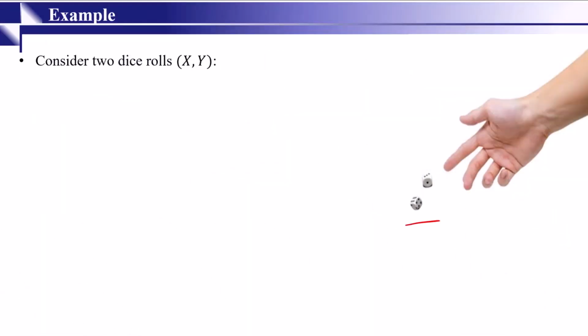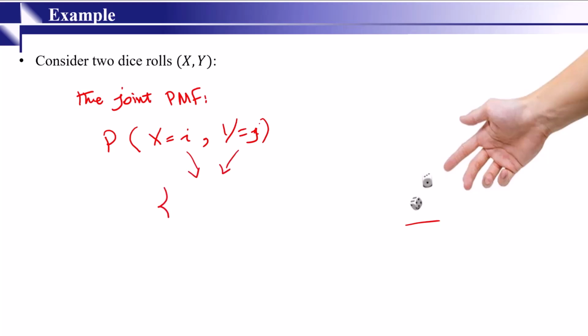Consider two dice rolls. In this case, the joint PMF is equal to the probability of x getting i and y getting j at the same time, right? At the same time, simultaneously. So what is that? Here, both i and j are in this set, 1, 2, 3, 4, 5, and 6. So the probability of getting x any of these values and y any of these values is equal to 1 by 36. Why? Because this one is 1 by 6, this is 1 by 6, so it is 1 by 36.